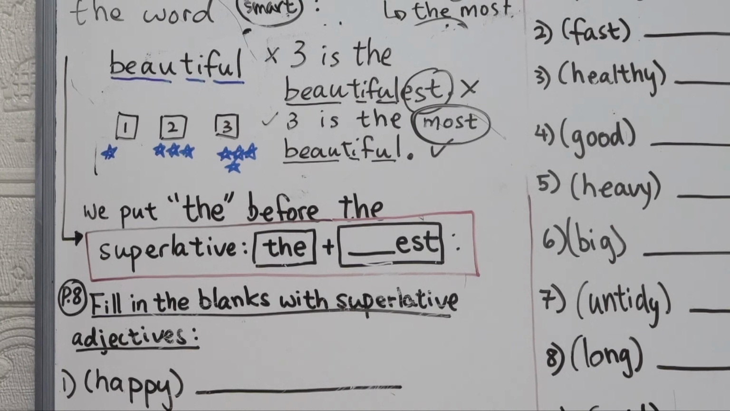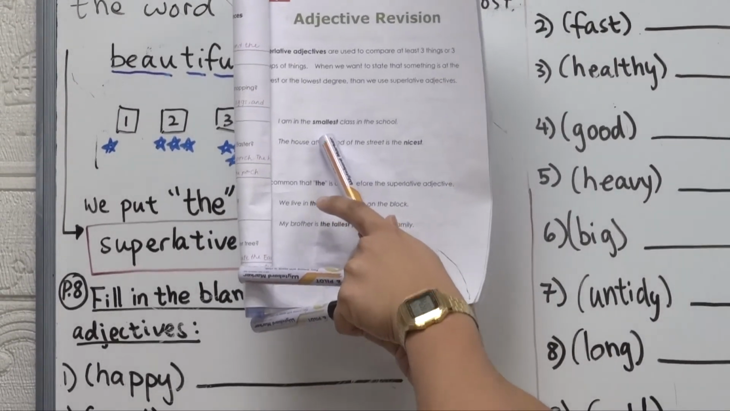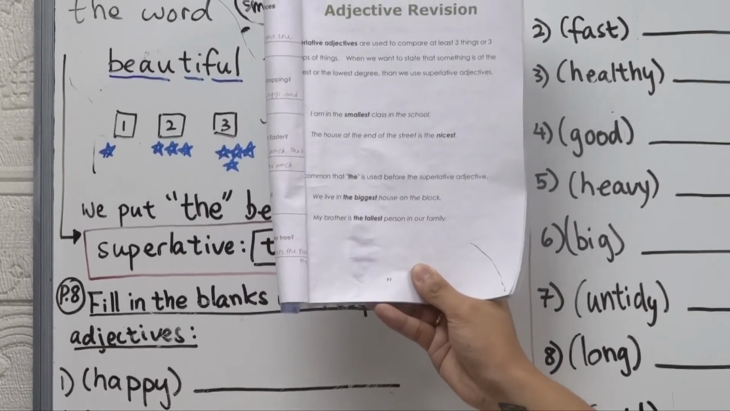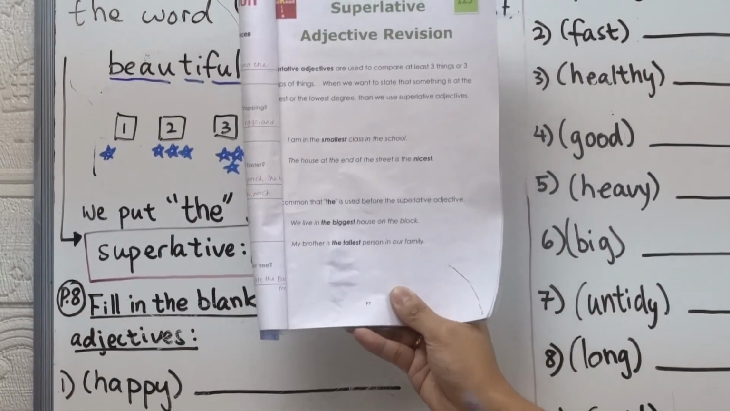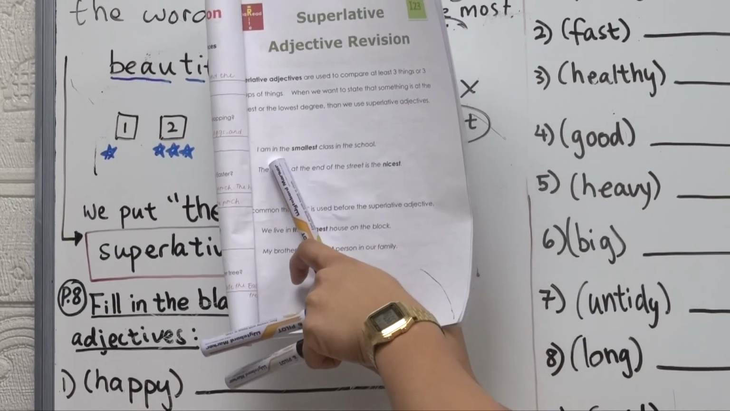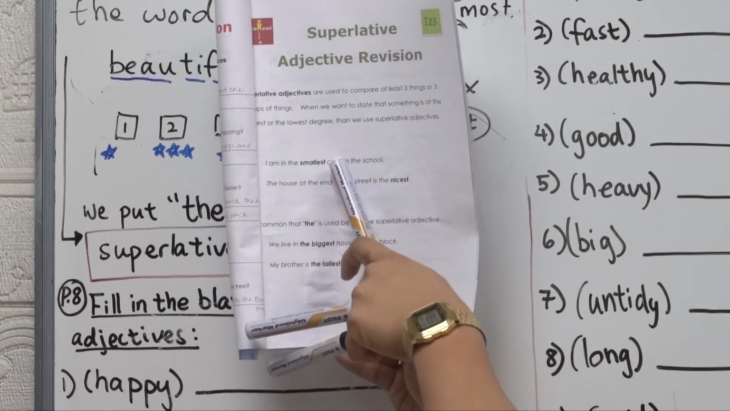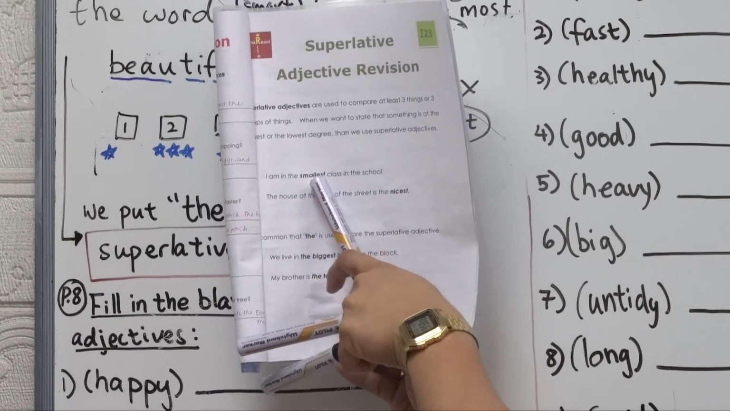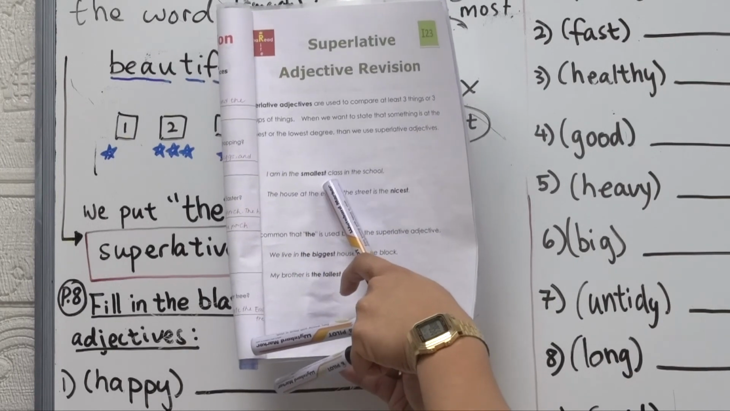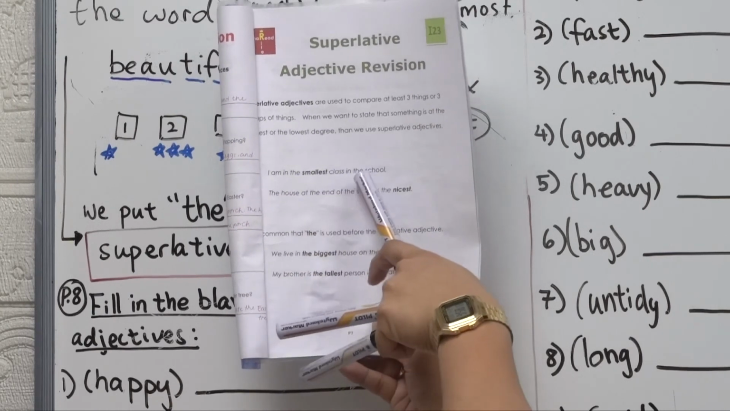Let's move on to page 8. But I want you to always regard page 7, like the word smallest. We put them in between the noun, so we have class in the middle, and then we have the word the. So in between the noun and the article, we will put the superlative adjective. So I am in the smallest class in the school.